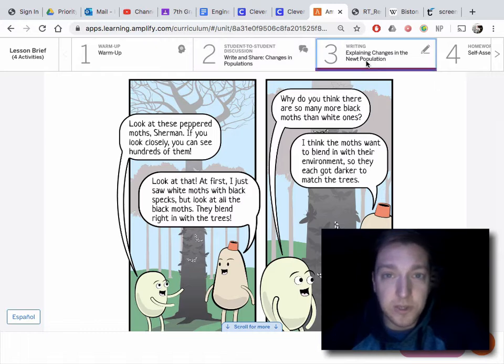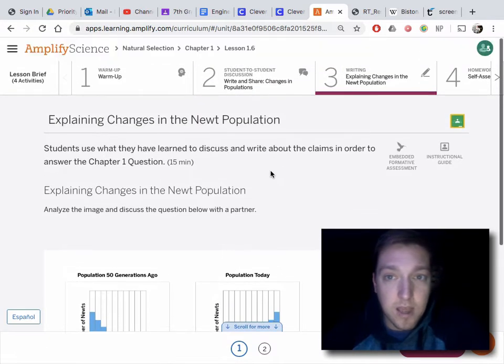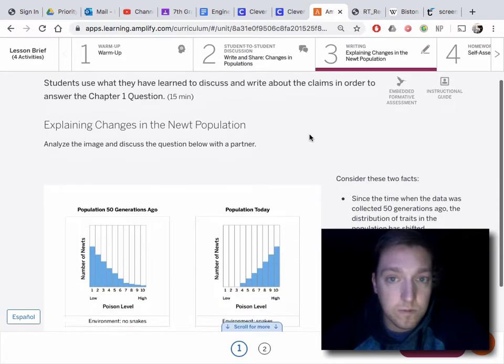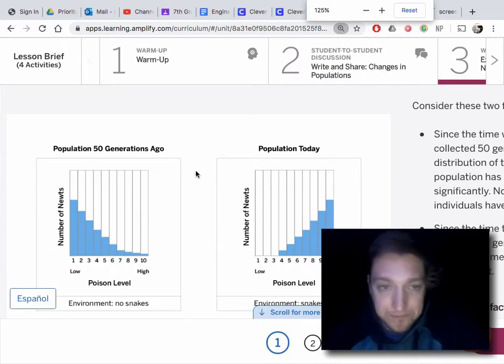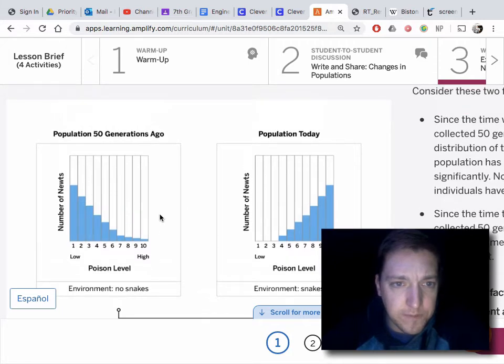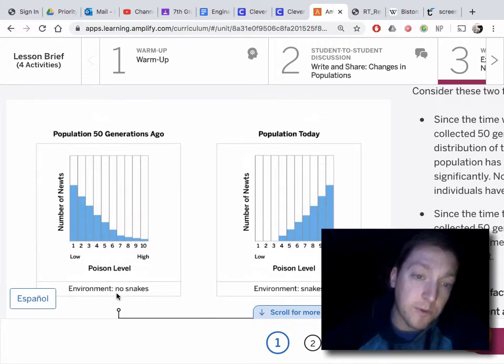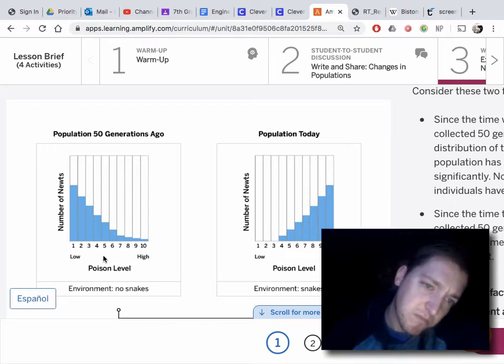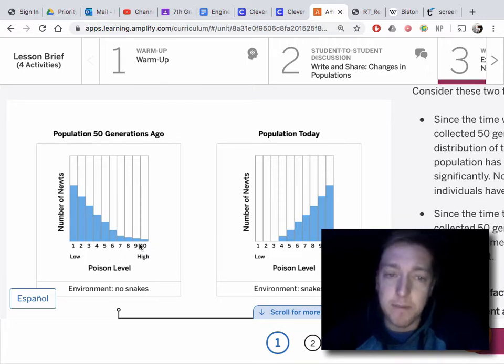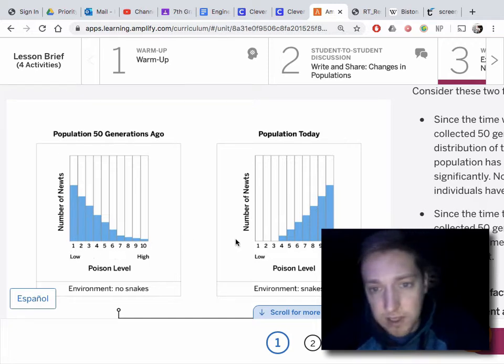Actually going to skip 2. This will be a short lesson today. And in part 3, I think we saw this example before about the newt population changing. So remember 50 years ago, before there were snakes, this is what the distribution histogram for newts looked like. They had newts with variation all the way from 1 to 10, but of course, the lower the level of poison, the more frequent that was in the histogram.